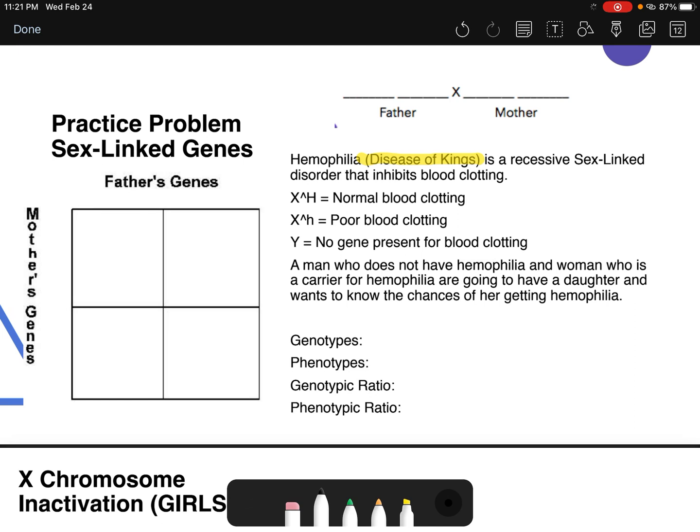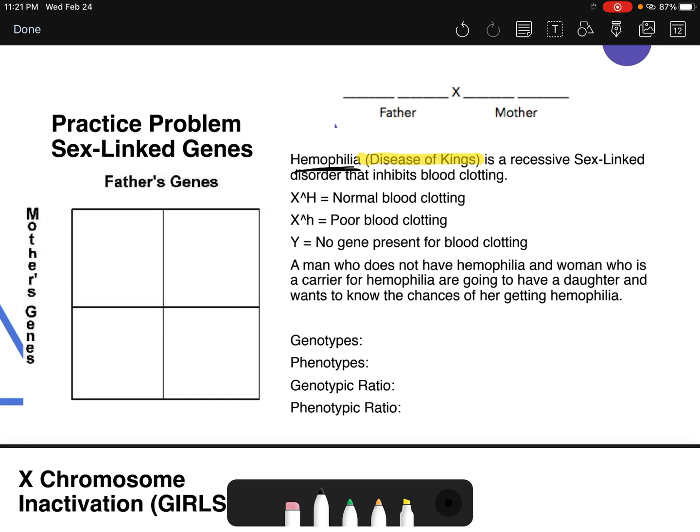One of them being hemophilia. So that is why it's also known as the disease of kings. Incest. Yeah, fun topic. So, hemophilia is a recessive sex-linked disorder that inhibits blood clotting.